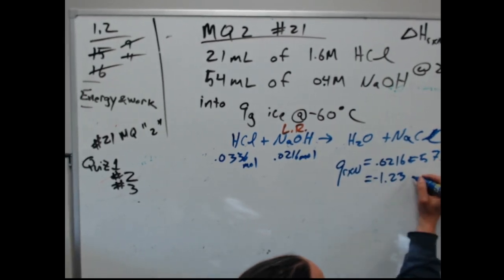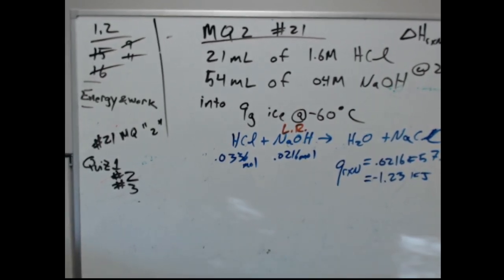1.23, negative 1.23 kilojoules of energy. Yes, that's what I thought. So let's stop here for just a moment. If we were just pouring the two things together, then this would be an exothermic reaction.